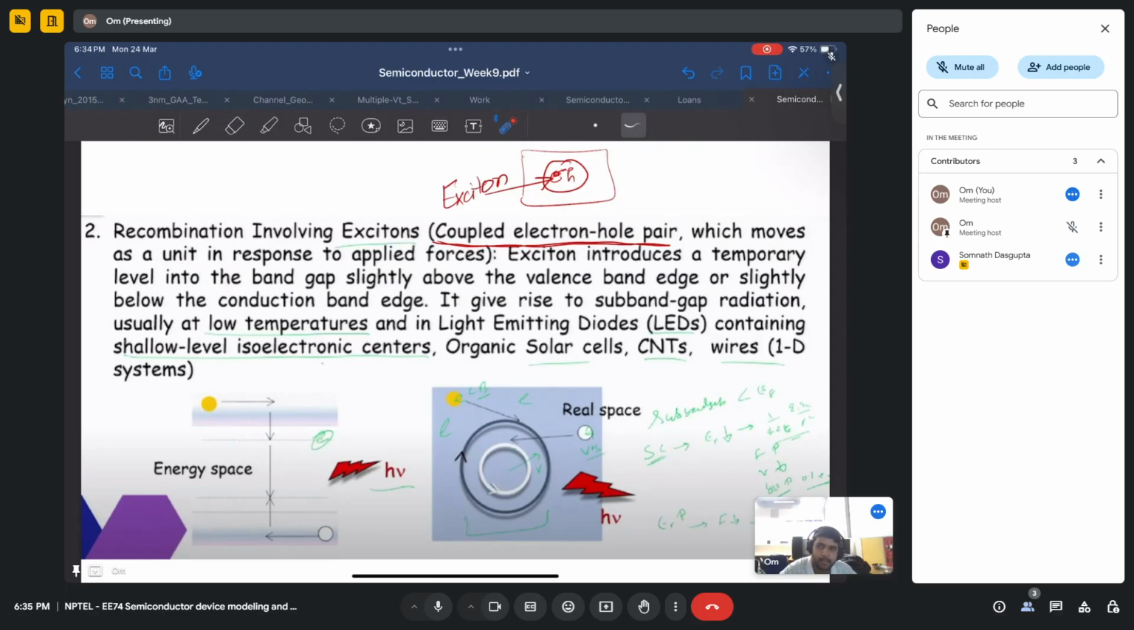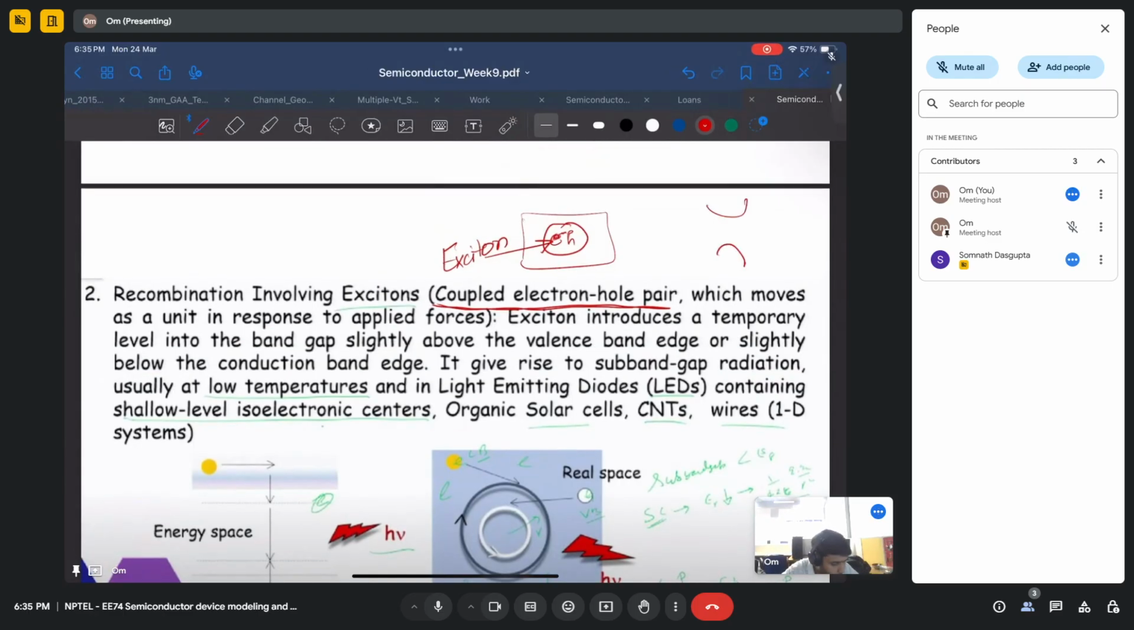Another important thing here is that it gives rise to subband gap radiation, usually at low temperatures. So what this means is, even if you have a direct band gap semiconductor, there is this exciton pair, which has to recombine. What we have seen in the theory till now is, when an electron recombines with a hole in the valence band in a direct band gap semiconductor, it will emit a photon, right? But here, when they recombine, very little energy is emitted, much less than the photon energy. So the radiation it emits is thermal when they recombine. Subband gap radiation is mainly referring to that part.